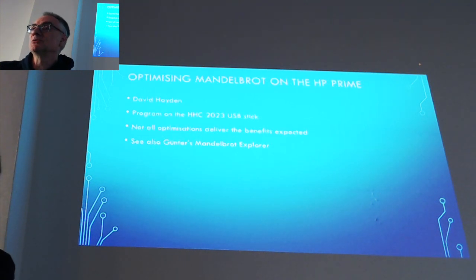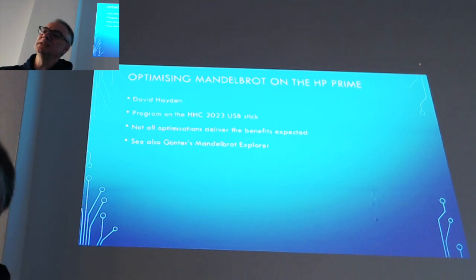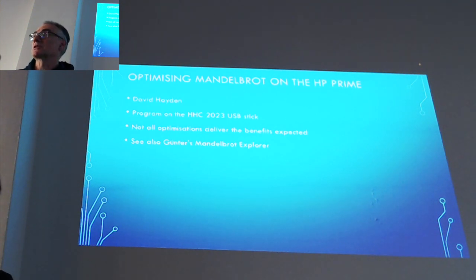David Hayden talked about optimizing Mandelbrot on the Prime. His programs are on the USB stick, but they didn't deliver the benefits he expected for various reasons, and he explained that. But Gunter was in the room, and he has written the Mandelbrot Explorer, which I have on my Prime, which is very, very good, and allows you to zoom in ad infinitum and is very fast. So there's some interesting stuff if you're into that sort of thing, and you've got a Prime.